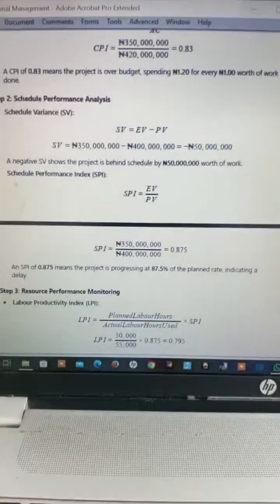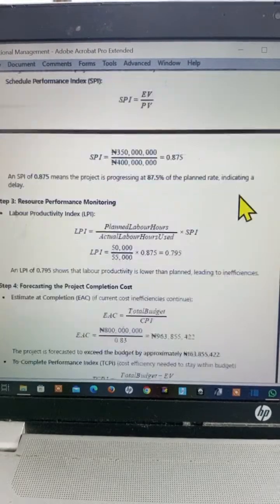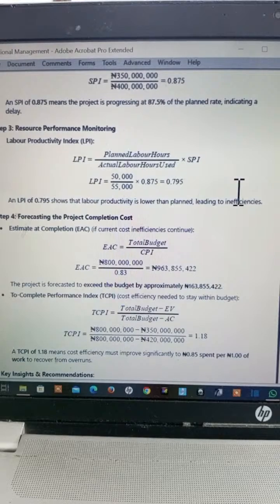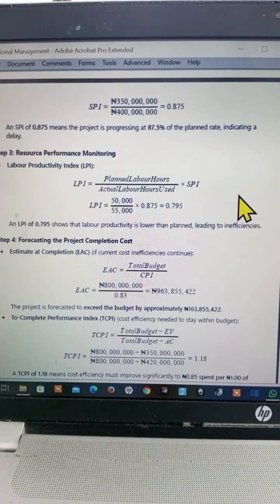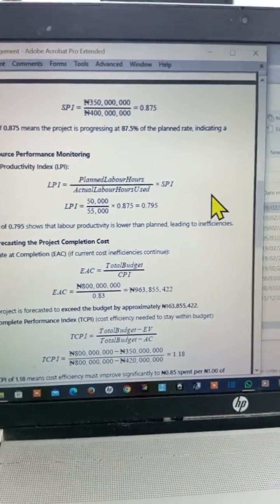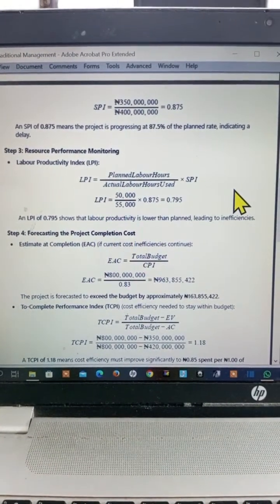So to complete performance index, let's look at you again for this gentleman. To complete performance index, are we there? If you are here, go ahead and let me know, because it is because of you that I'm here. Okay, great.